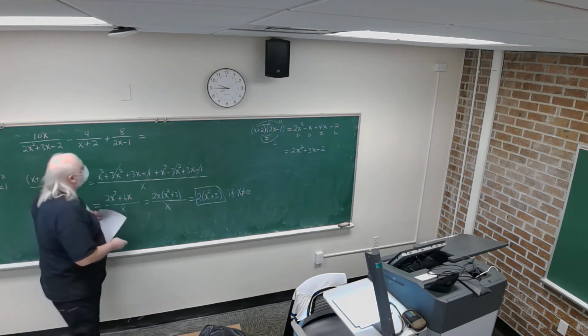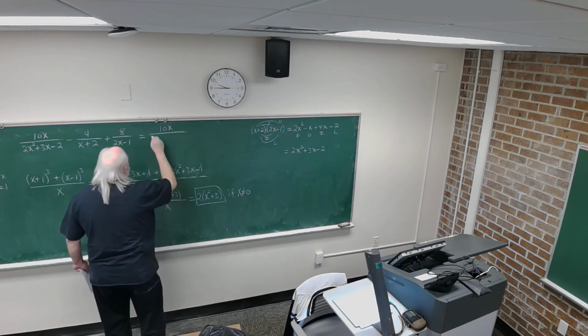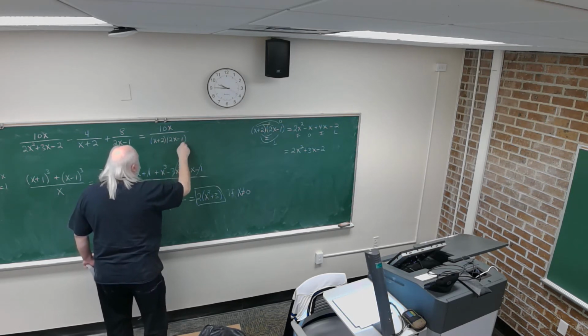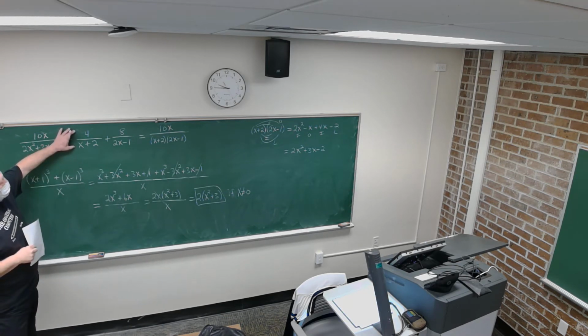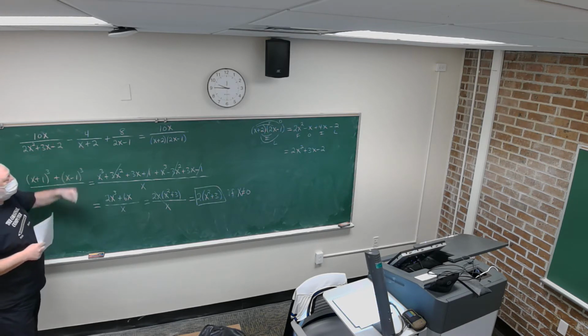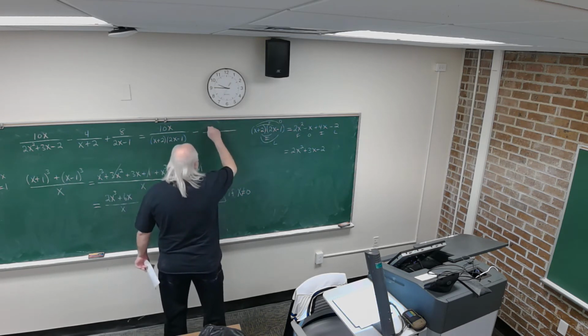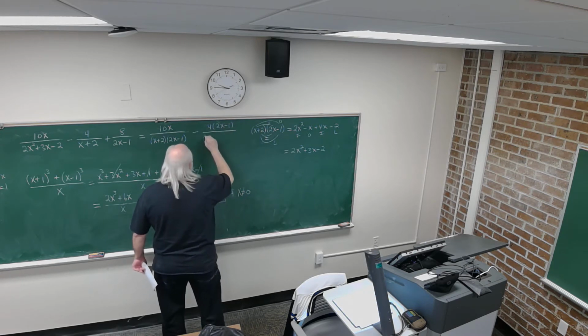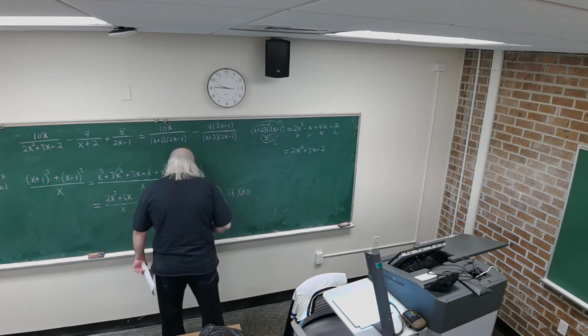This denominator factors into x plus 2 times 2x minus 1. And so to rewrite this quotient with the common denominator, we have to multiply top and bottom by 2x minus 1. So we have minus 4 times 2x minus 1 over x plus 2 times 2x minus 1.